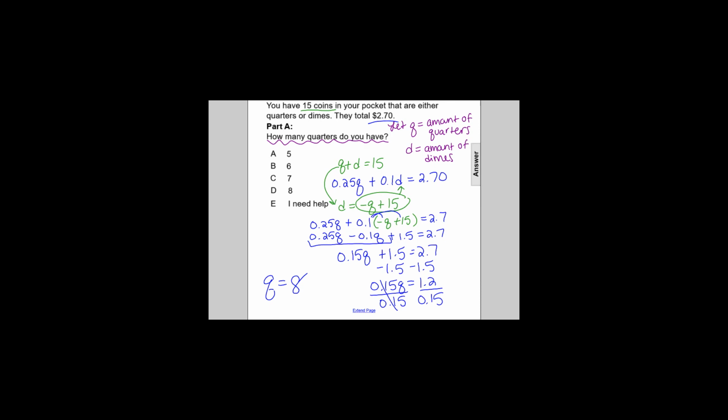So if Q equals 8 and Q is representing the amount of quarters, the answer to part A, how many quarters do we have, is 8. We have 8 quarters.